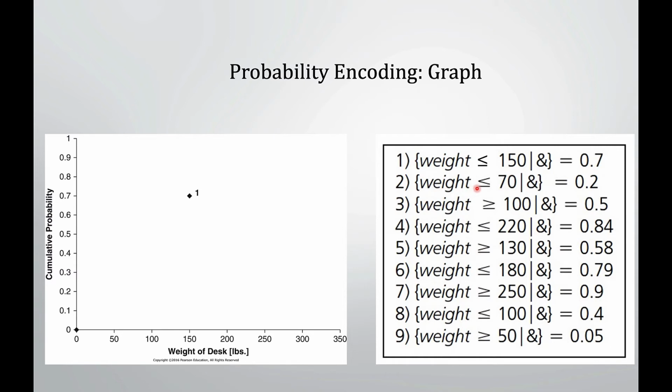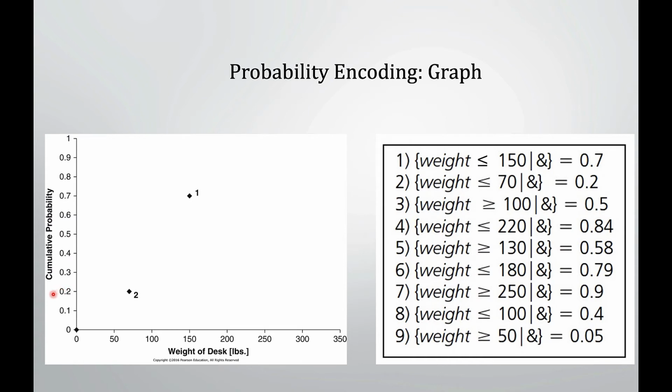Okay, now the second one, we can do that similarly. You believe the weight is less or equal to 70 pounds with 0.2 probability. Okay, first thing, find 70. It's roughly over here, so you go up from here. And then you find 0.2 over here. So the two lines intersect over here. So this point represents your second belief. Again, if you read down from this point, this is 70. If you go left from that point, it is 0.2.